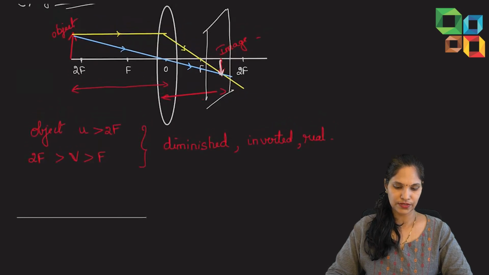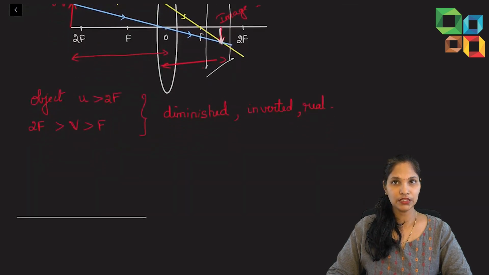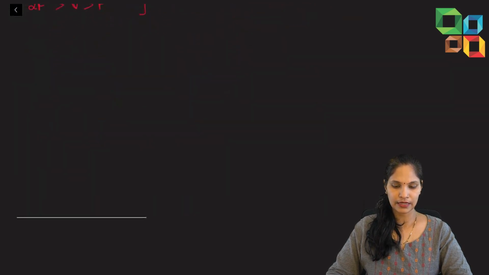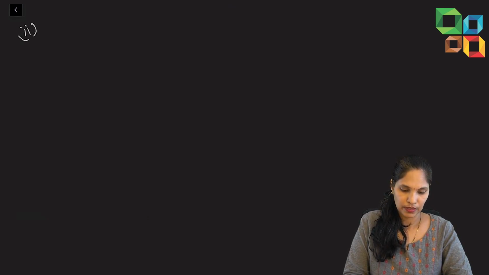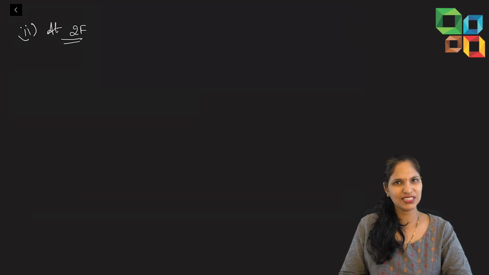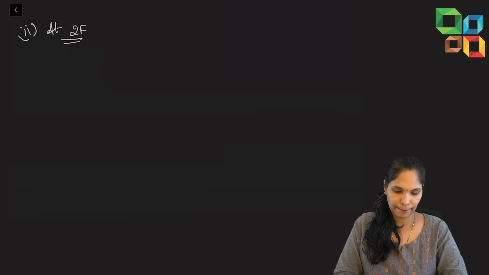Yes. So this is the first case. When the object is beyond 2f, you get image between f and 2f. The image will be diminished, inverted and real. Second one, if you keep the object at 2f, let's see what happens. Just try it, students. Give a try.